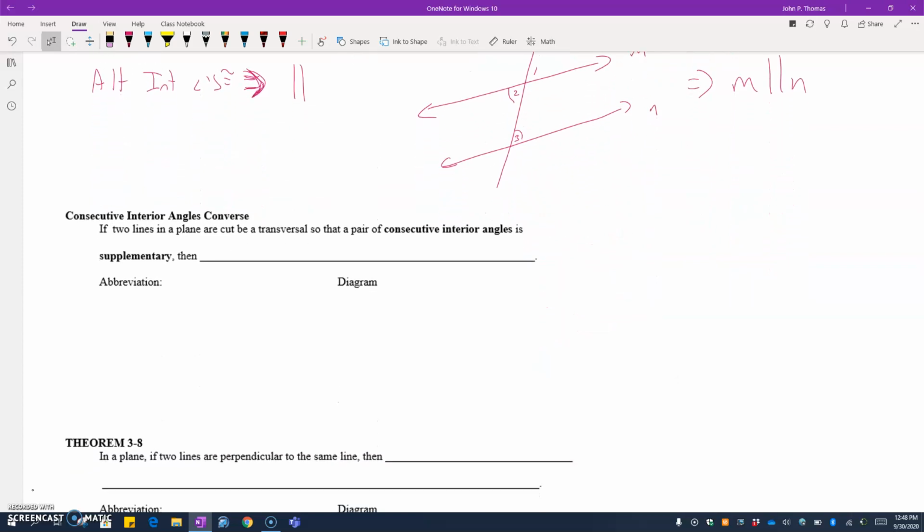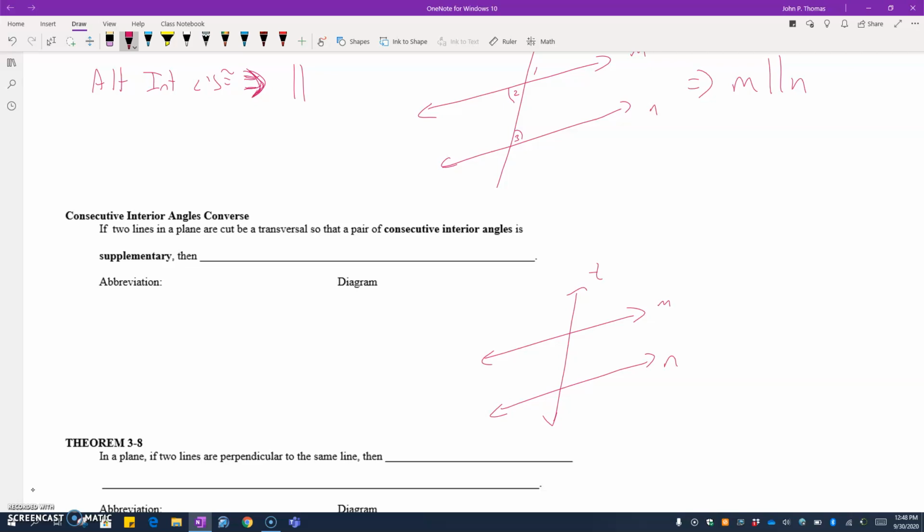Now the next one starts talking about consecutive angles. This one says consecutive interior angle converse. So I'm going to go ahead and draw two lines and a transversal. I'll call them M, N, and T.